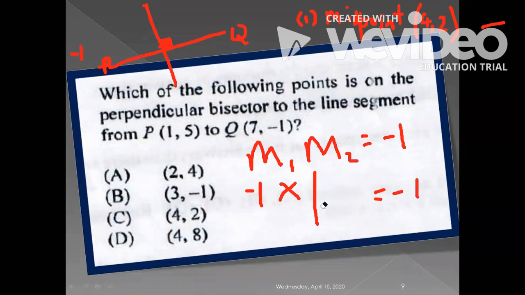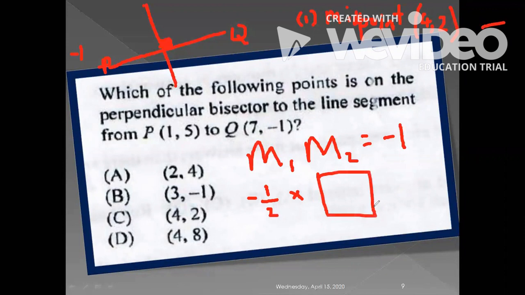I'm just going off a little bit. What if the gradient for the first one was -1/2? Suppose the gradient for PQ was -1/2. What number would go there, so that when you multiply it, you get -1? 2. Very good. Because 2 times 1/2 will give you 1, and a negative and a positive will give you another 2.